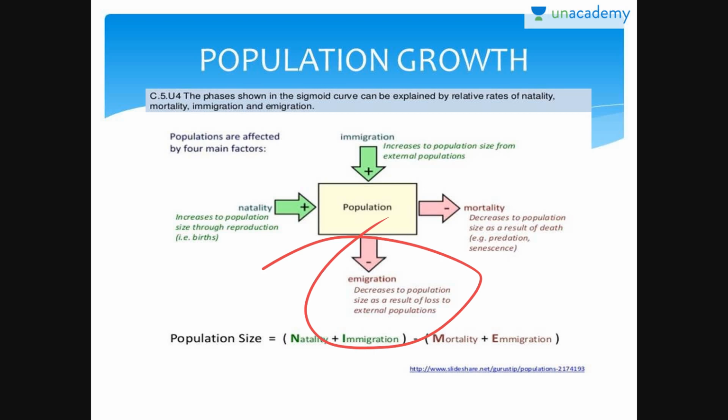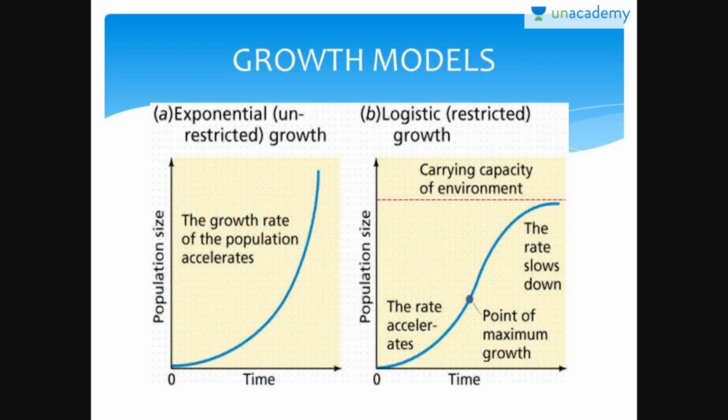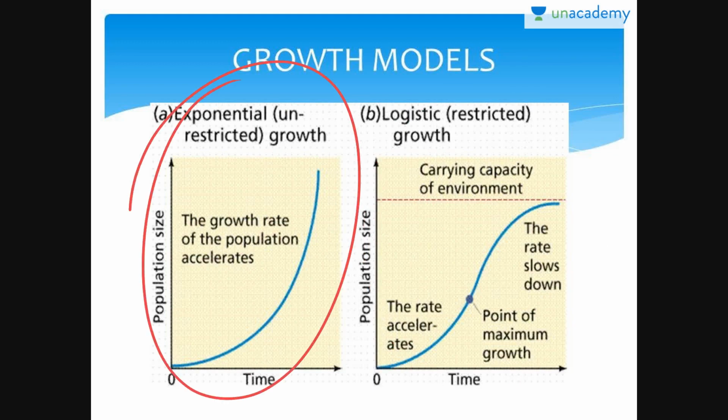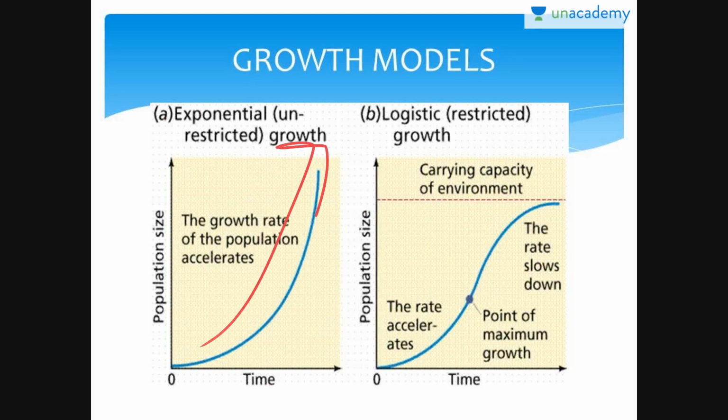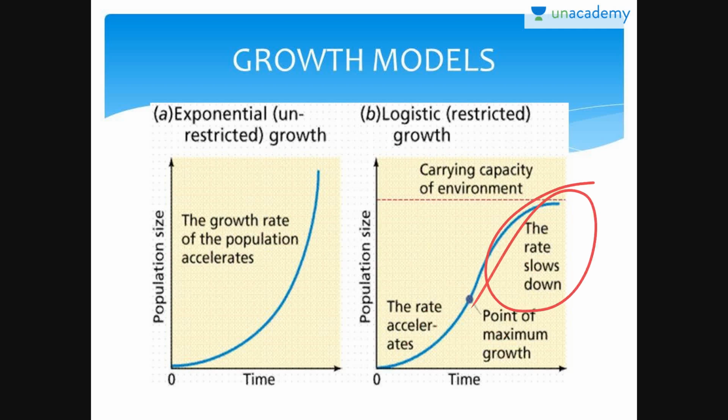Thus it forms a sigmoid curve. So the phases shown in the sigmoid curve can be explained from this slide easily. The growth models, on the left hand side there is exponential growth, and on the right hand side is the logistic growth. In the exponential growth, it is unrestricted, it is just growing without any stops. And in the logistic, which is the restricted growth, the population size grows for a specific period of time, and then later on the rate slows down at a certain number. So that is why it is called a restricted growth model.